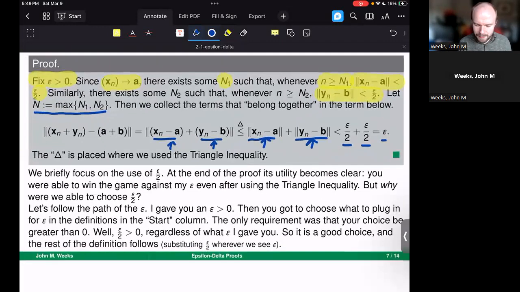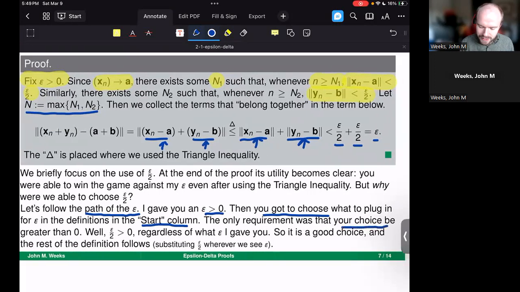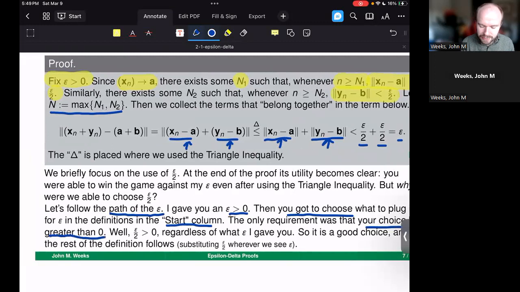Well, let's follow the path of epsilon more closely. I gave you an epsilon greater than 0. You got to choose what to plug in for epsilon in the definitions in the start column two slides before. The only requirement is that your choice for whatever goes into that slot be greater than 0. Well, epsilon over 2 is greater than 0, so you're good to go. You can choose any value here as long as this value is greater than 0.